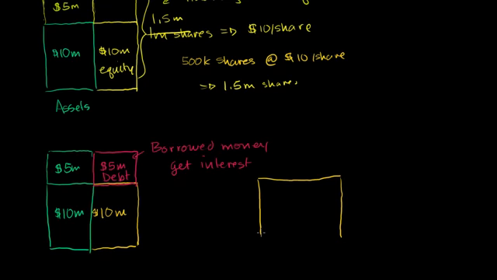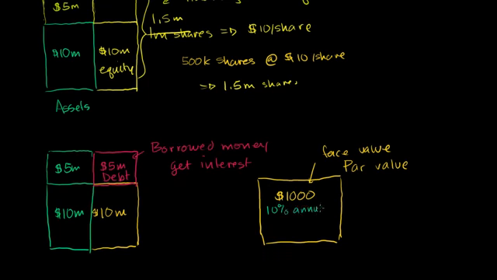So I issue these certificates. They have a face value of $1,000. This is my face value, or sometimes you'll hear the notion of par value. And I'll say what interest I'm going to pay on it. So let's say it has a 10% annual coupon. Even though this is the interest, I'm essentially going to pay $100 a year.